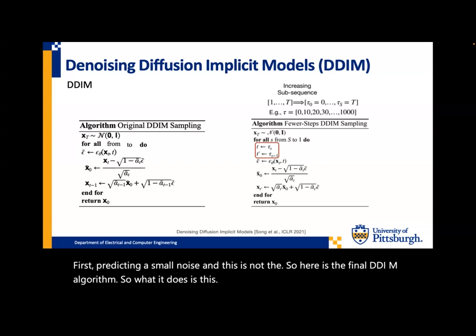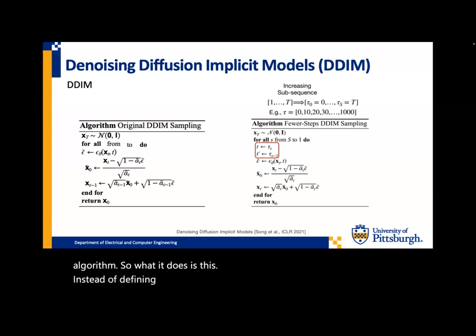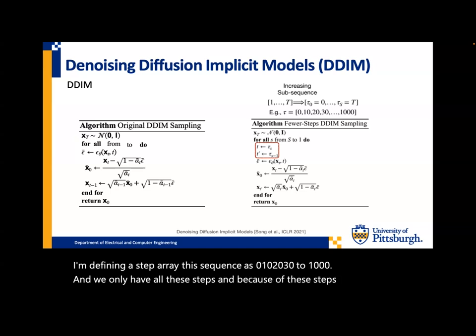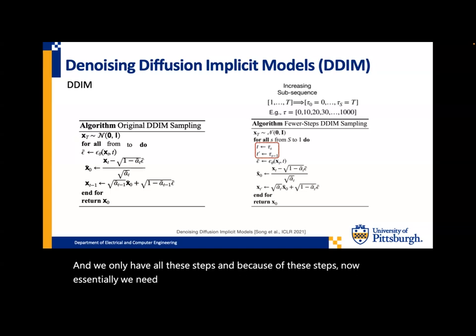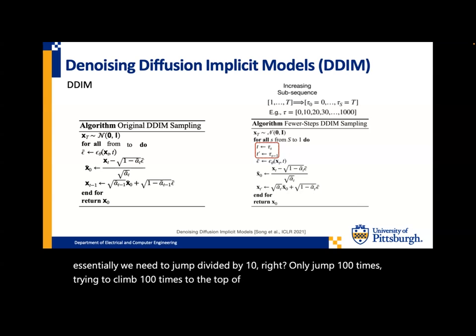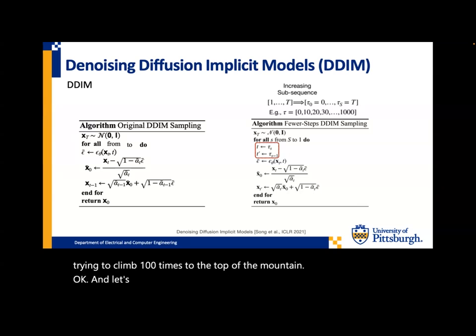Instead of defining 1,000 steps, I'm defining a step array. This is a sequence as 0, 10, 20, 30 up to 1,000, and we only have all these steps. Because of these steps, now essentially we need to jump divided by 10, right? We only jump 100 times, trying to climb 100 times to the top of the mountain. Okay, and let's see, during each jump, what do we do?